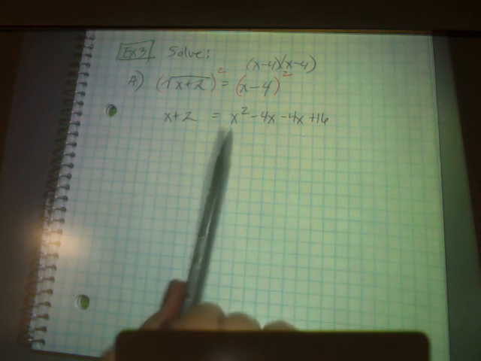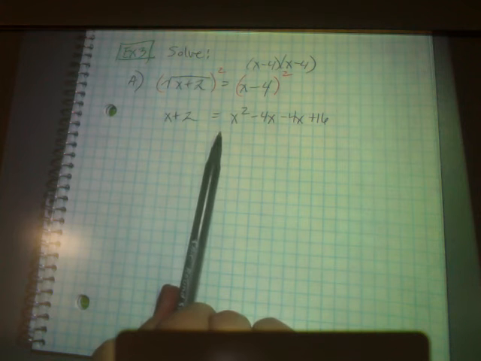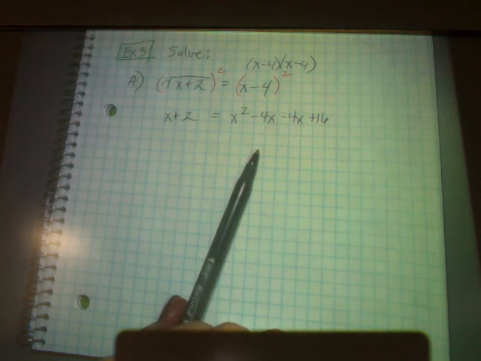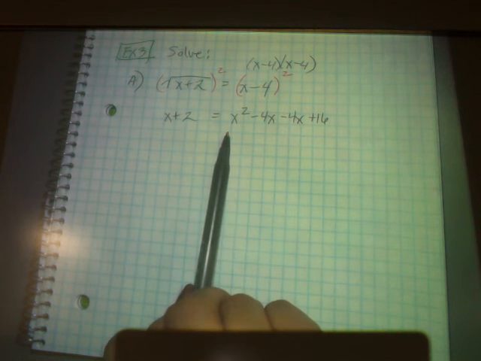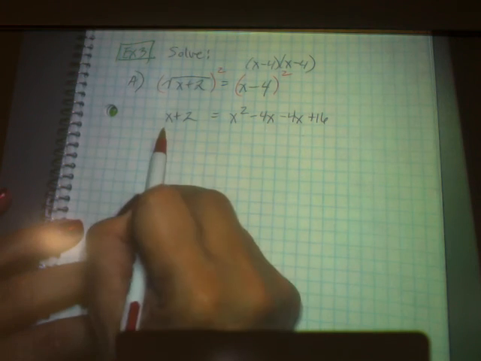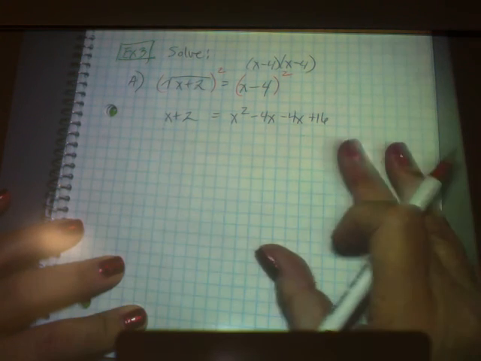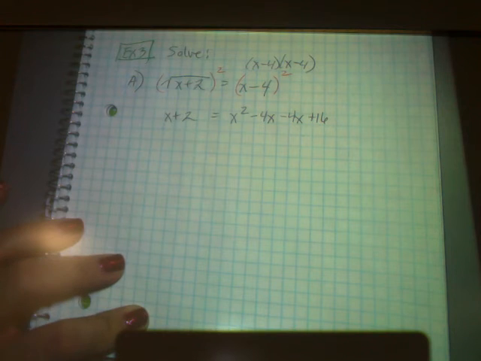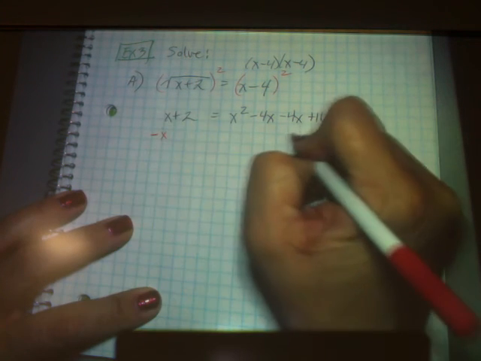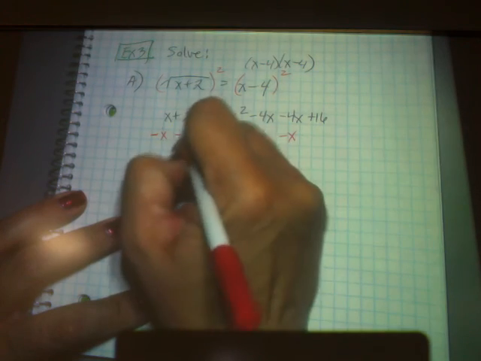Will my x squared disappear? Will it go away when I start collecting like terms? No. So what I would do is keep the x squared on the side where it's positive, which is the right side. So I'm going to move the x and the plus 2 so I have everything over to the right side, and one side set equal to 0, because I'm going to have to factor this. So I'm going to subtract an x and subtract a 2.